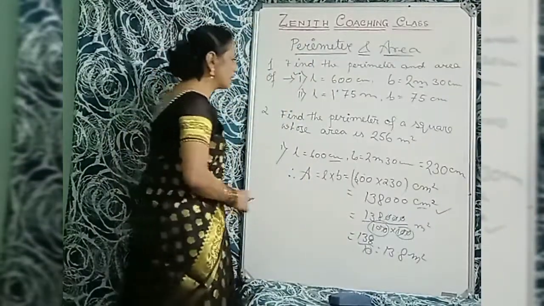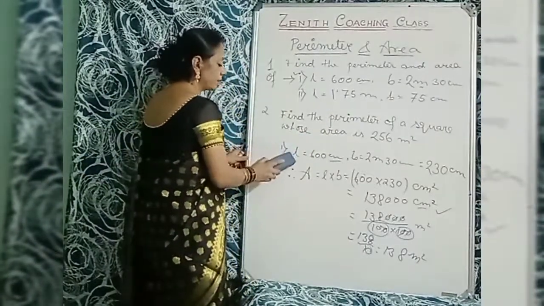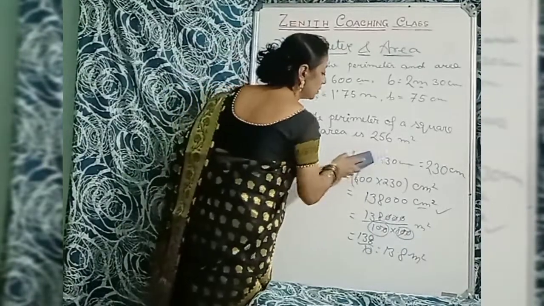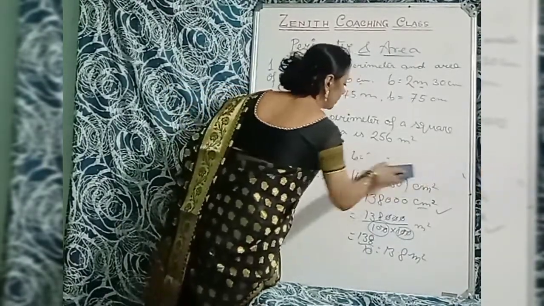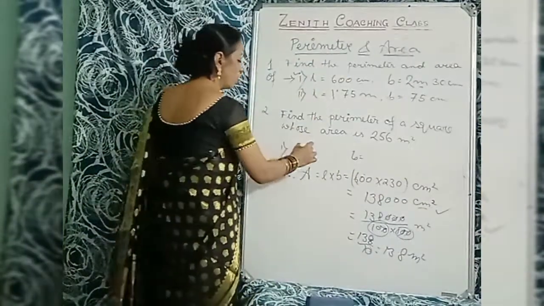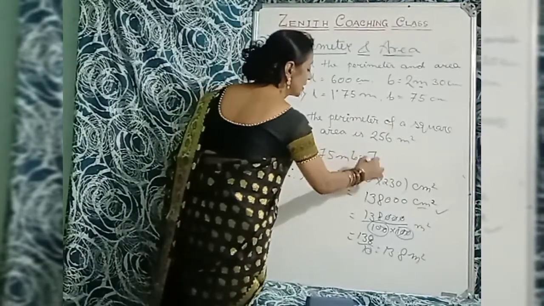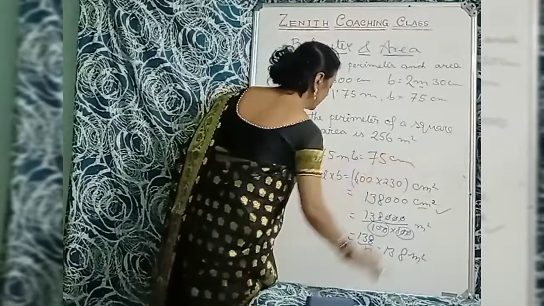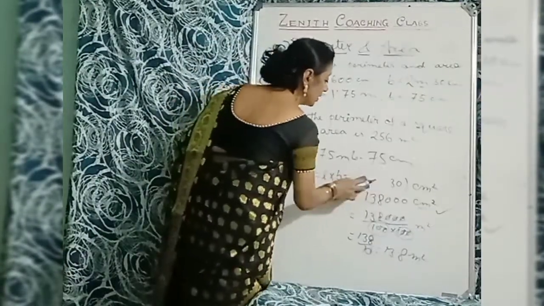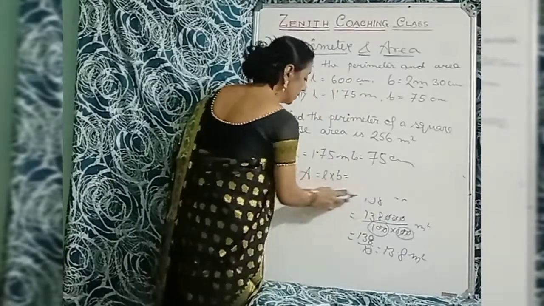Okay, understood the sum? Now we will go to the next sum: length equals 1.75 meter, breadth equals 75 centimeter. That is again the same thing: here is meter and here is centimeter. So what to do?